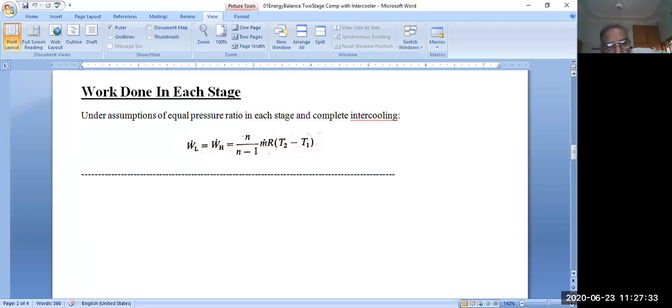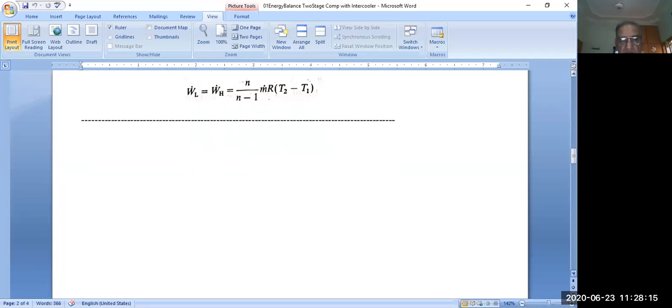And the work done in each stage we have calculated already in previous lectures. W low pressure stage must be equal to W high pressure stage for minimum work input, because we have to balance the load on both cylinders and divide the pressure ratio equally in two stages. So this is the condition: low pressure work or power must be equal to high pressure. And this we have derived already in the previous lecture, n upon n minus 1 multiplied by m dot R (T2 minus T1). So this is how we have arrived at this equation.